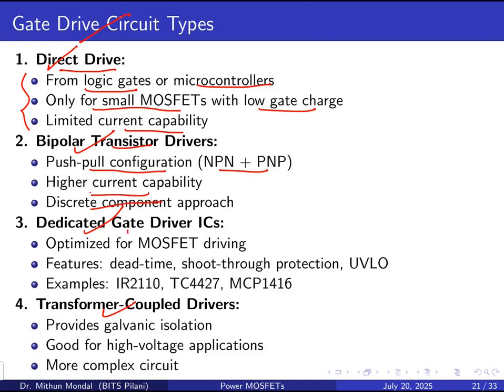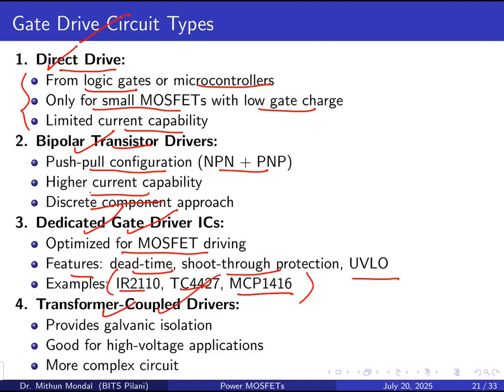The dedicated gate driver ICs are optimized for MOSFET driving. The features include dead time and shoot-through protections like UVLO. Examples of dedicated gate drive ICs are the part numbers IR2110, TC4427 or MCP1416. These are commercially available gate drive ICs.